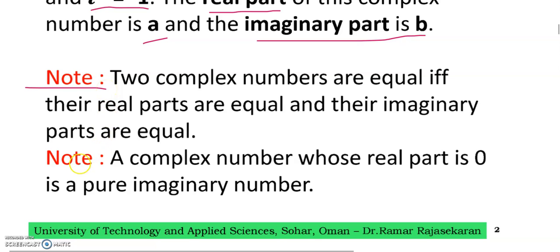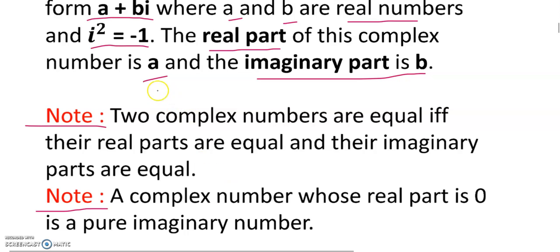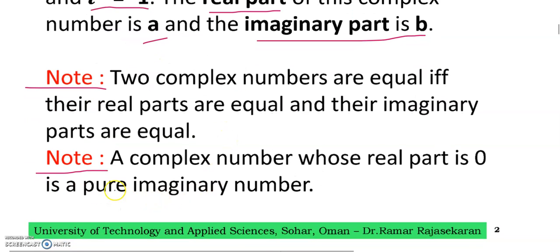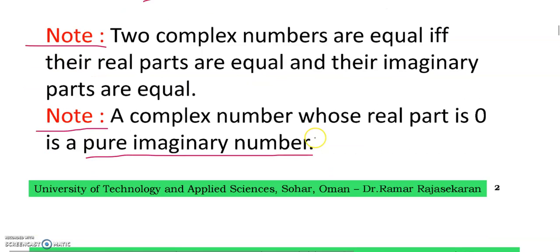And in note 2, a complex number whose real part is 0 is called a pure imaginary number. That is, suppose here you see the general form of the complex number is a plus bi. Suppose this real part is 0, then we can say that this complex number is a pure imaginary number.